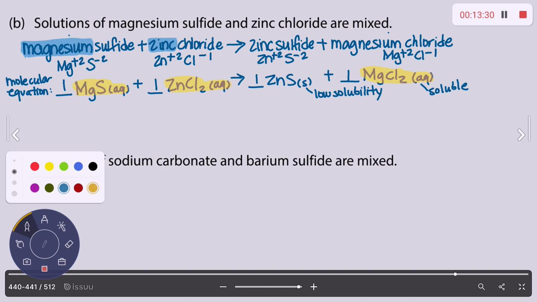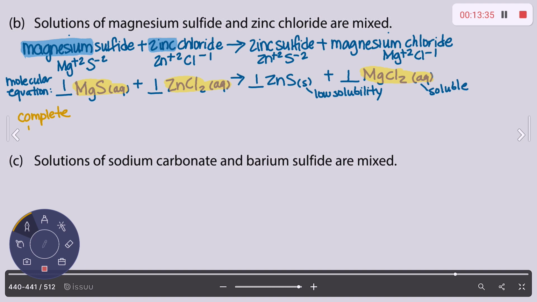Now we can go ahead and write the complete ionic equation. This is where we break everything down into ion form if it has an AQ after it. Since we wrote a lot of the ion charges up above, I'm going to just use those. So magnesium is a +2. I've got one of them. So this is Mg +2. And then I have a sulfur, so this is S -2. Here I have a zinc, so it's Zn +2.